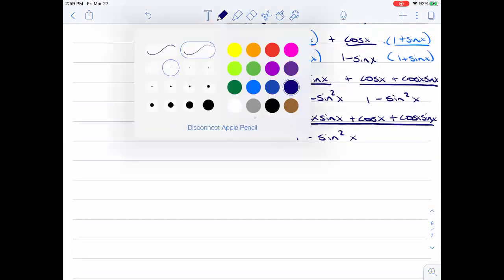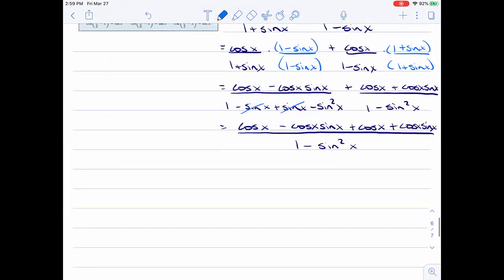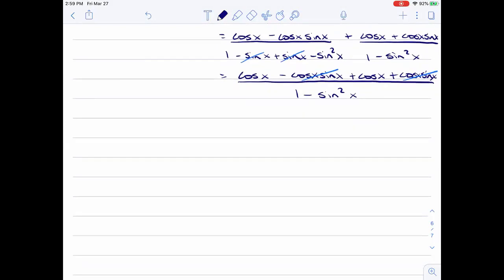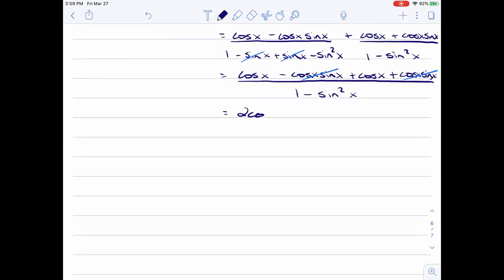All right. Haha, things are looking up. Minus cos x sine x plus cos x sine x, those cancel. So now I've got cos x plus cos x, so I get 2 cos x over 1 minus sine squared x.